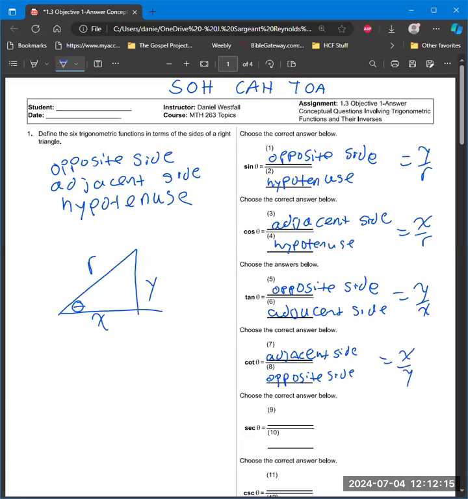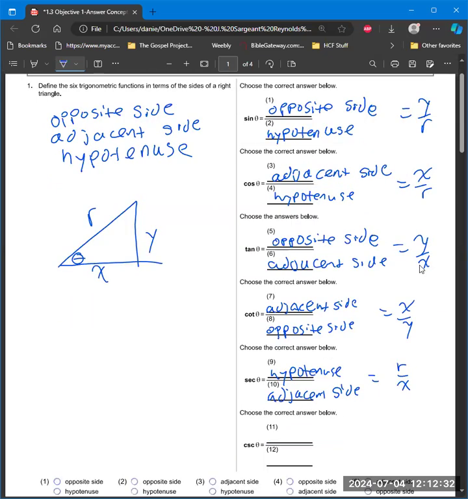The secant is the reciprocal of cosine, so it's the hypotenuse over the adjacent side, which is the same thing as r over x. And the cosecant is the same thing as the reciprocal of sine, which is the hypotenuse divided by the opposite side, which is r over y.